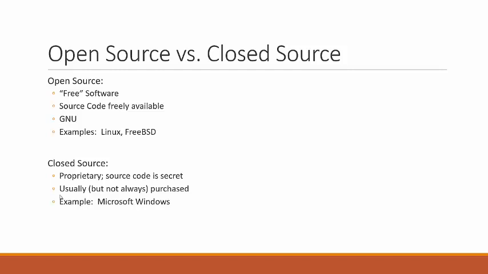Let's contrast that to closed source software. We know this real well. Microsoft Windows, right? Or any of the Microsoft products. Most commercial software we buy is closed source. What that means is the source code is kept a secret. It's considered intellectual property of the vendor or the manufacturer. They go to great lengths actually to protect that source code.